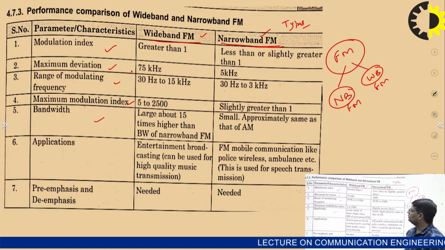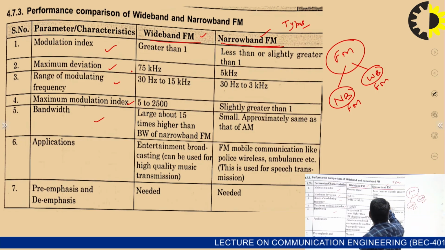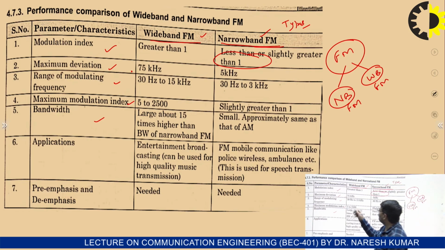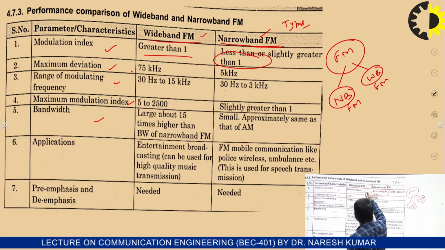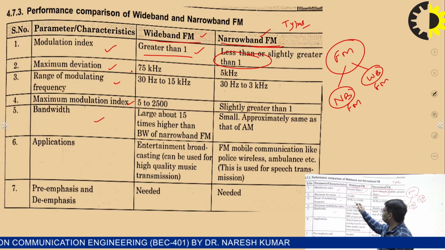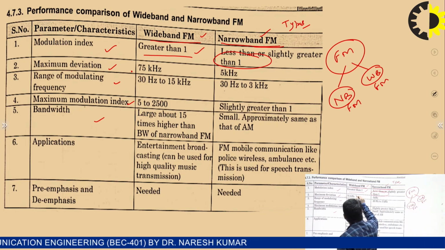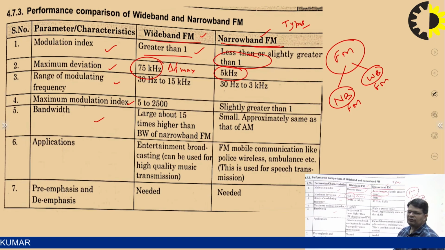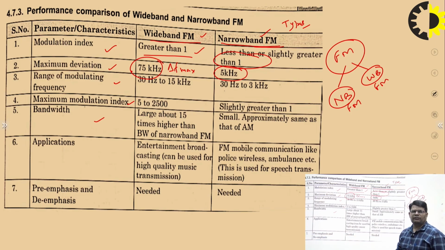For example, the modulation index in narrowband FM is approximately 1, nearby 1, but in the case of wideband FM, it is generally greater than 1, or at the higher side. The maximum deviation delta f max allowed is 75 kilohertz in the case of wideband FM, whereas it is very low, that is 5 kilohertz, in the case of narrowband FM.